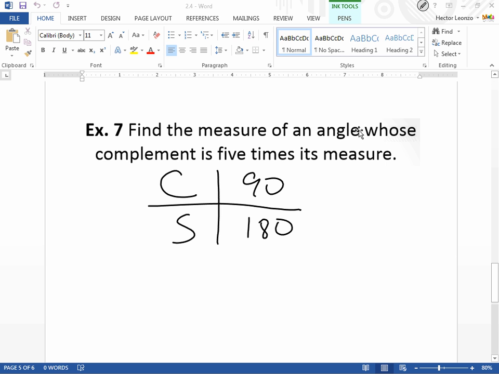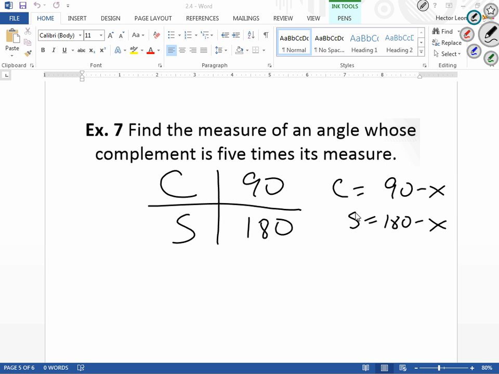So it says find a measure. So if my angle's x, my complement should be 90 minus x. That's what my complement is. My supplement should be 180 minus x. All right, so that's if my angle's x. So it says here, find a measure of an angle. I don't know that angle, so I'm going to call it x, whose complement, remember my complement is 90 minus x, is 5 times its measure. So 5 times x.